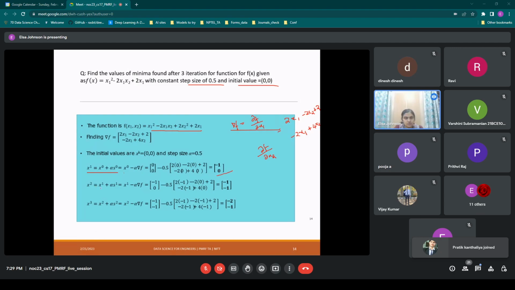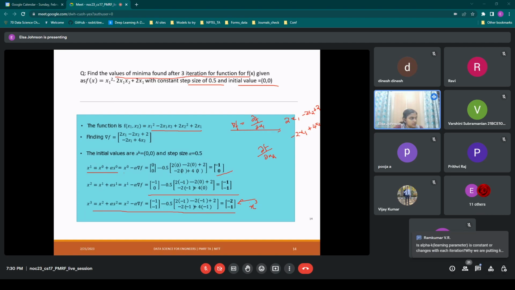Now x2 equals x1 plus alpha, which is 1, so it's x1 minus alpha into del f. In this case, x1 is minus 1, 0, and this will be solved like this. It's straightforward, and the answer will come in this way. The question asks for the values of minima found after 3 iterations for the function. Since it's asked only up to the third iteration, we'll stop at the third iteration, which is x3. So I hope you have understood.